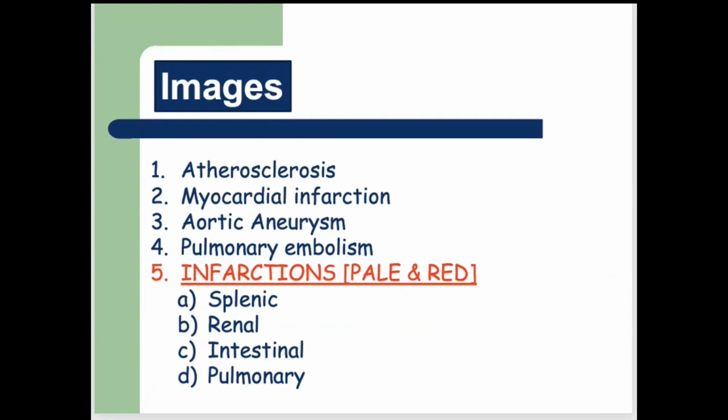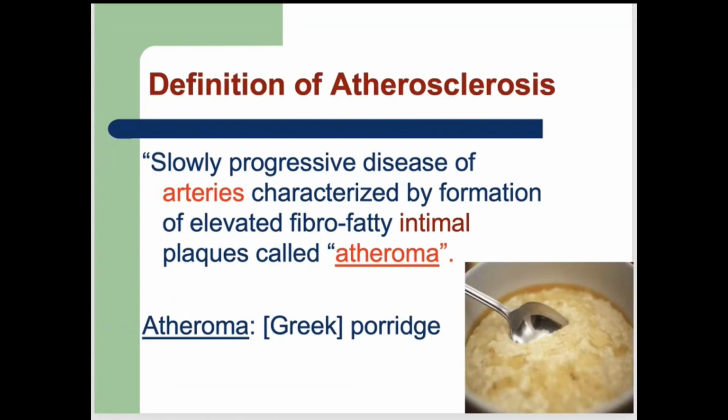These are the images which we are going to see: atherosclerosis, myocardial infarction, aortic aneurysm, pulmonary embolism, and infarctions. Four types of pictures we will see in infarctions. Some of the good things which were present in this file, I've kept just for revision. The definition is slightly different. Everyone can define some topic or subject slightly differently.